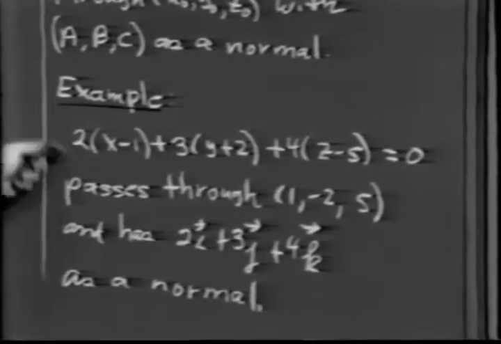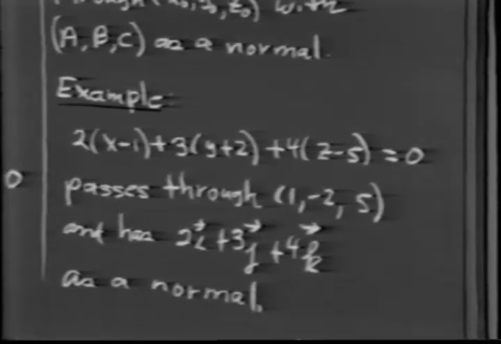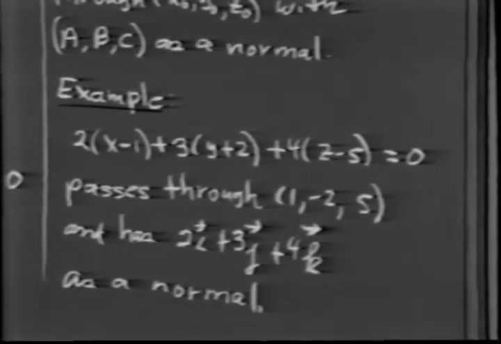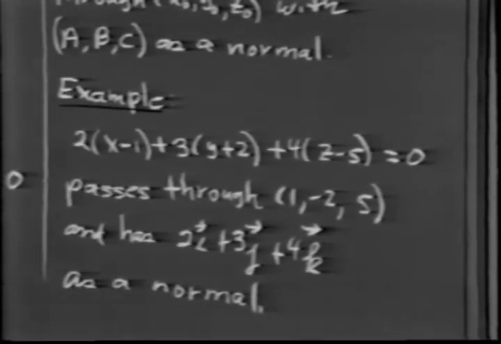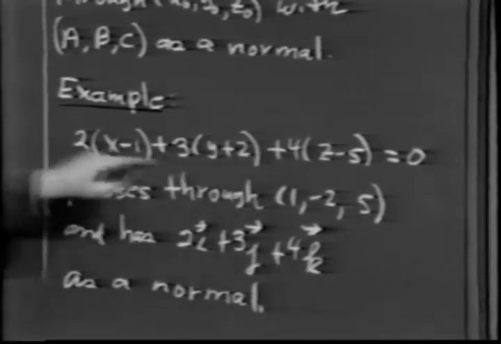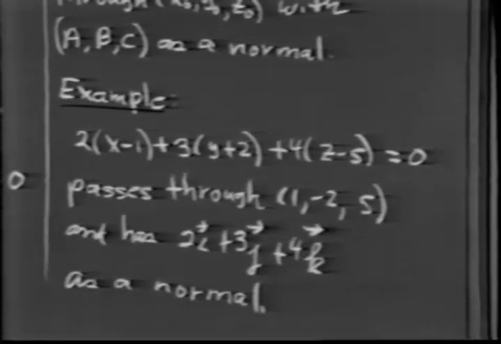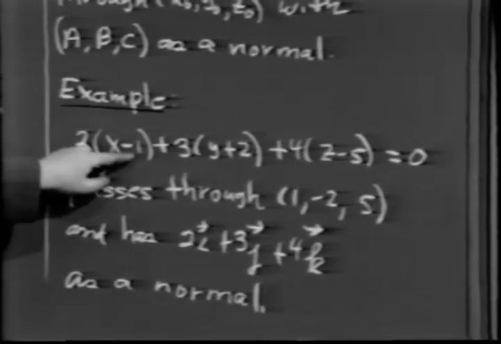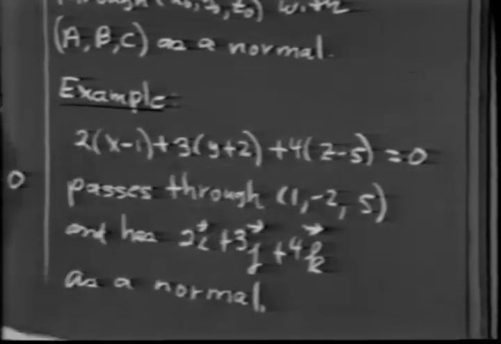Let me simply write down a linear expression. I'll write down 2 times x minus 1 plus 3 times y plus 2 plus 4 times z minus 5. My claim is that this is the special case where a, b, and c are played by 2, 3, and 4 respectively. x0, y0, and z0 are played by 1, -2, and -5.